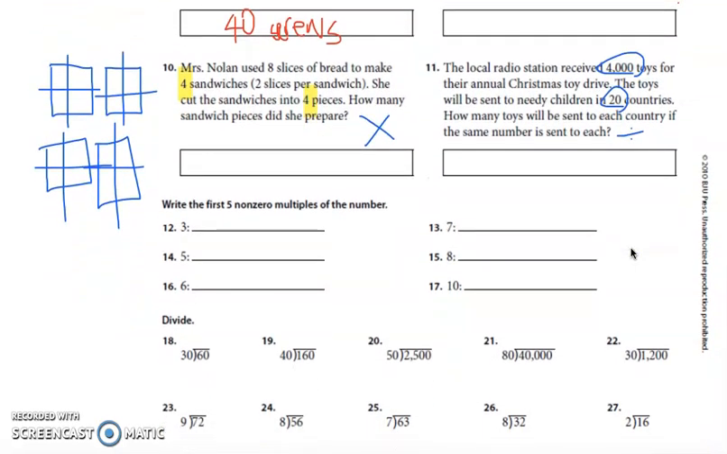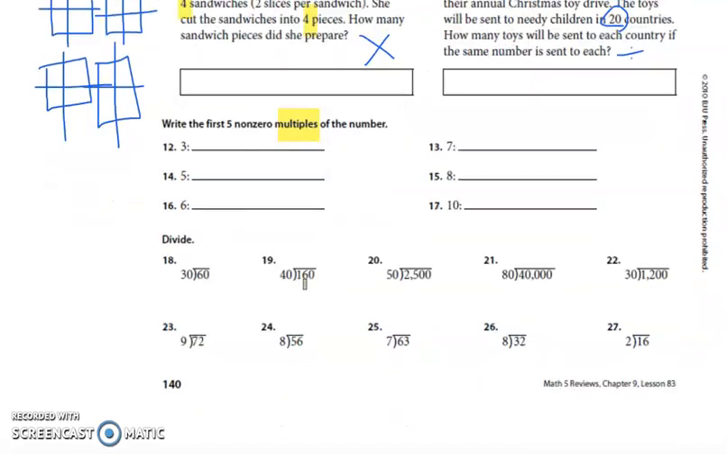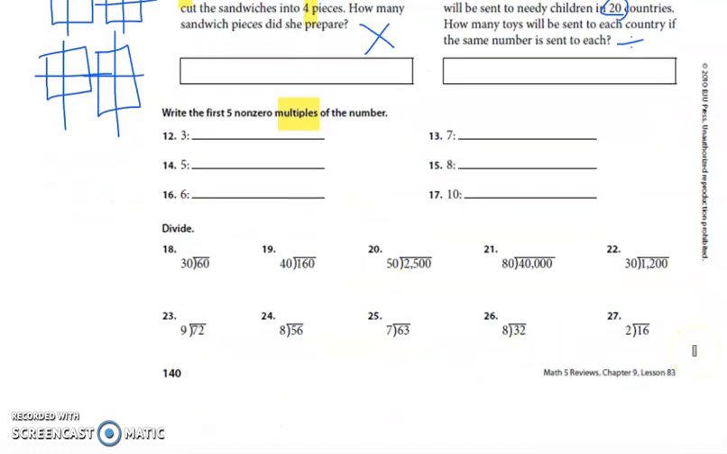So for number 12 to 17, this is an easy question because all you need to think about is the multiples, non-zero. So you need to start from the number and then multiply the number by 1, 2, 3, 4, 5. Okay? And this is just a division question.